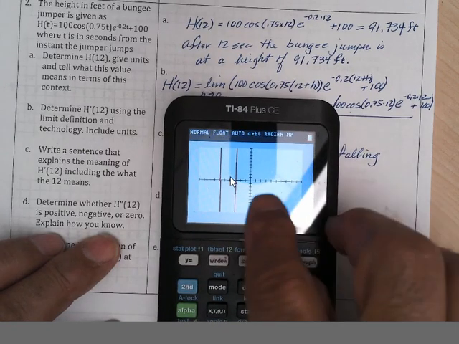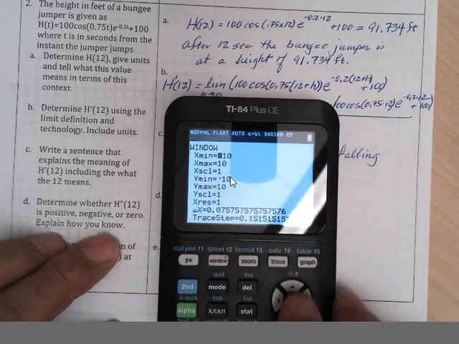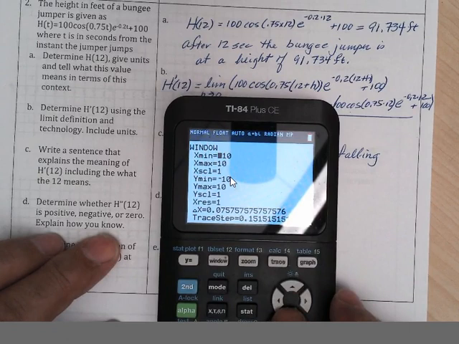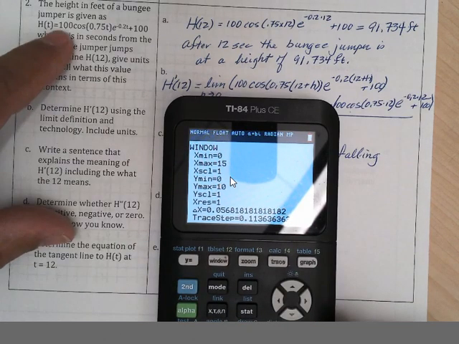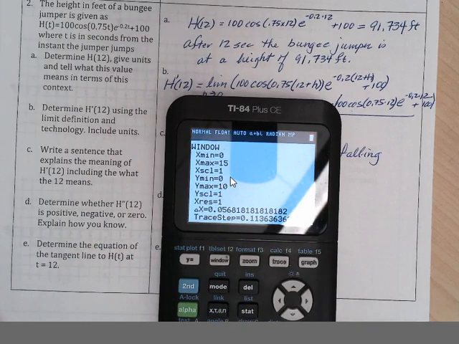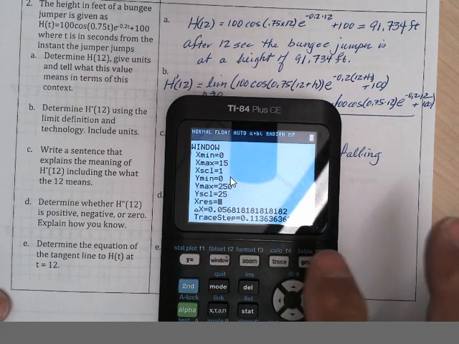So I need to see 12 seconds, and I need to see as high. So x, the time, can be 0 to, let's say, 15, so I can get out to 12. And the height, 0 to, and it looks like I got 100 plus 100 is going to be 200 maximum height. So I'll put 250, putting a mark every 25, let's say. And graph.